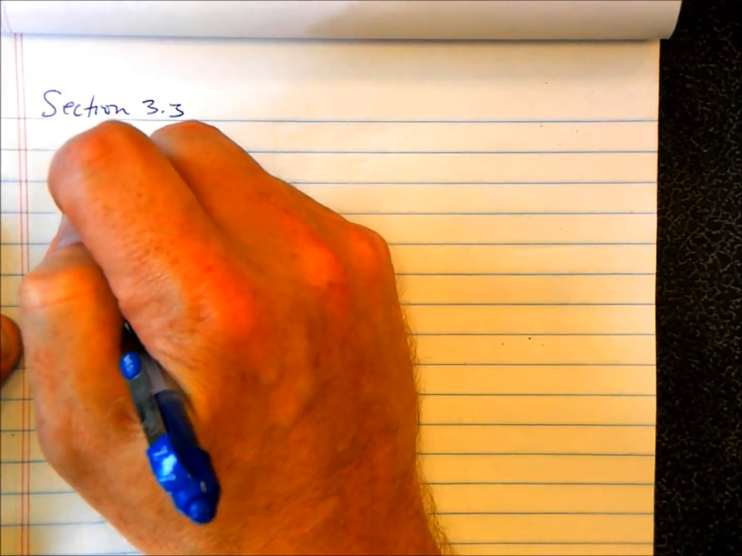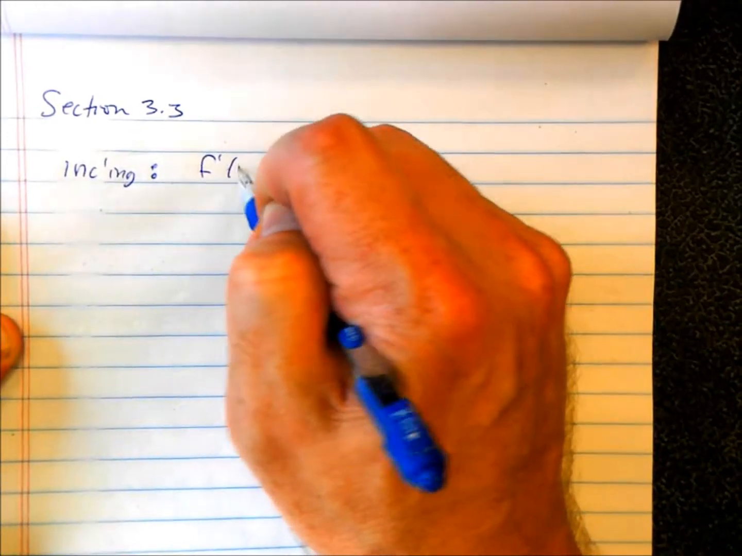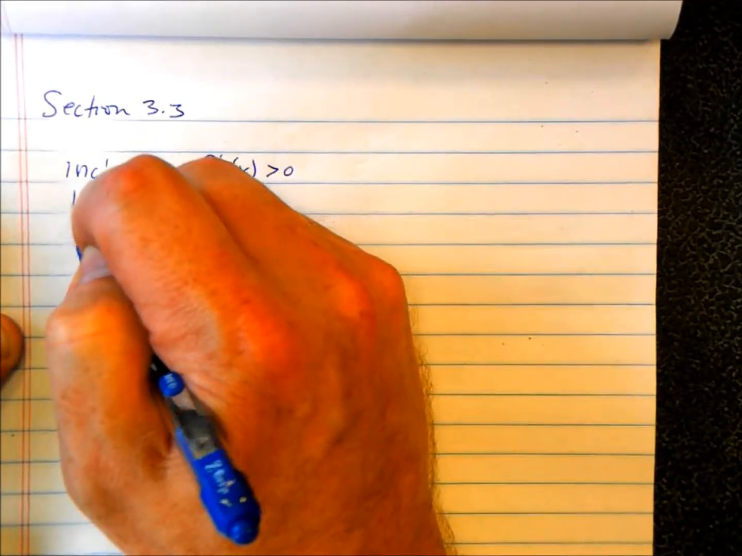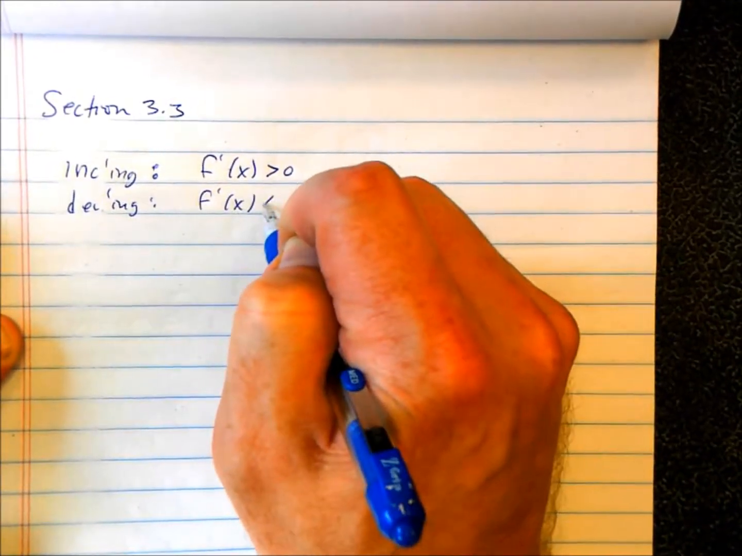And what did we learn so far in section 3.3? When is a function increasing? We saw a function is increasing when the first derivative is positive. And a function is decreasing when the first derivative is negative.